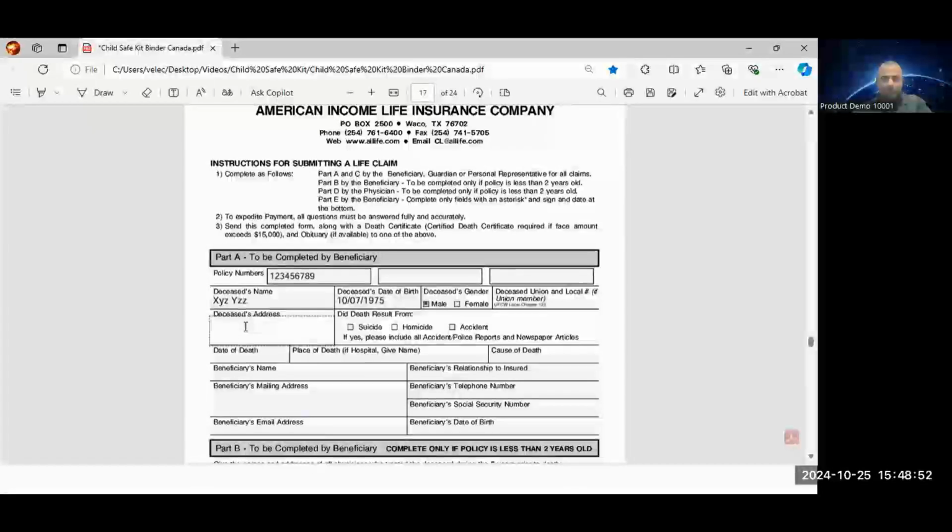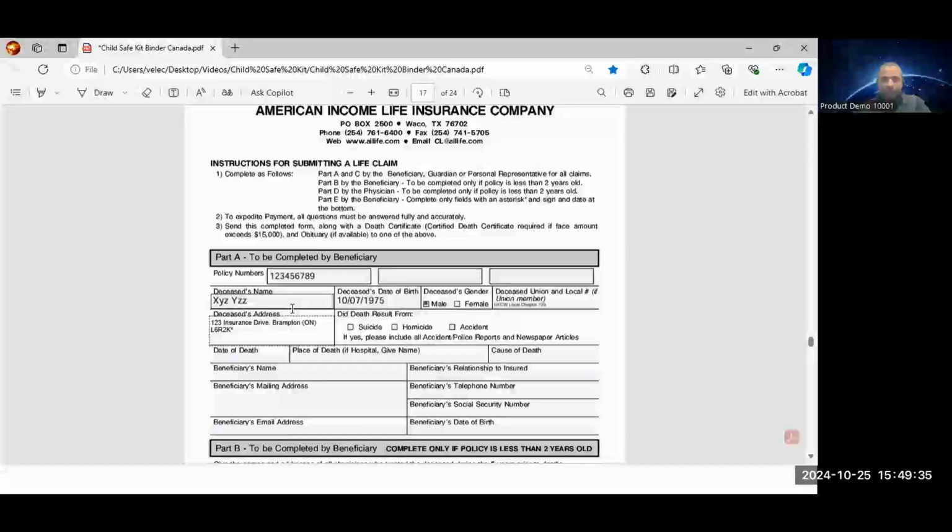Make sure the name for the deceased matches the name on his or her photo ID, along with date of birth and address. So if the address on the driver's license is 123 Insurance Drive, Brampton, Ontario, postal code L6R 2K, whatever the last digit is.